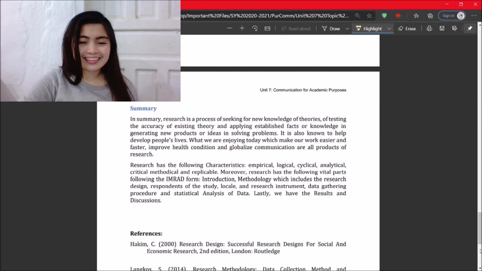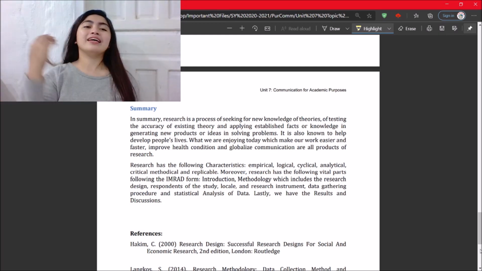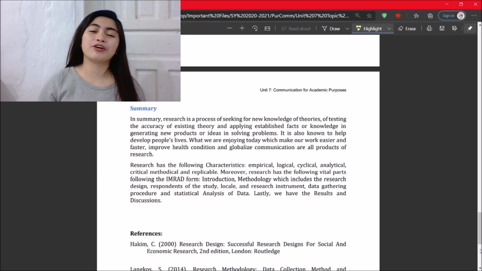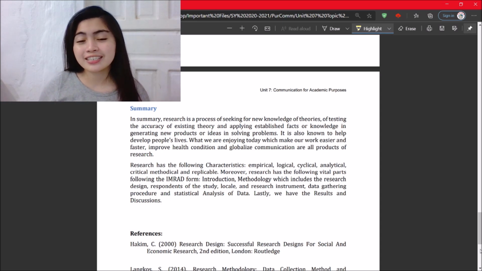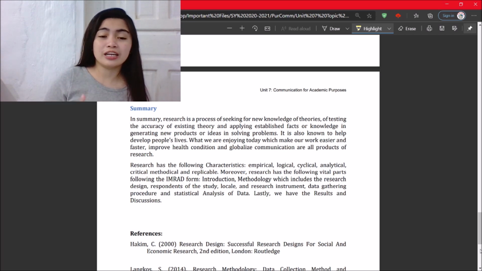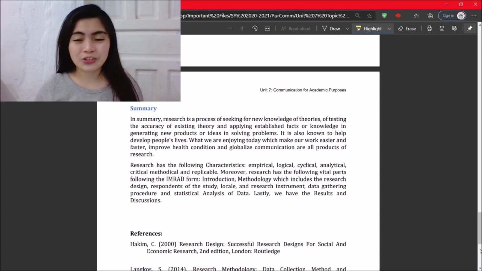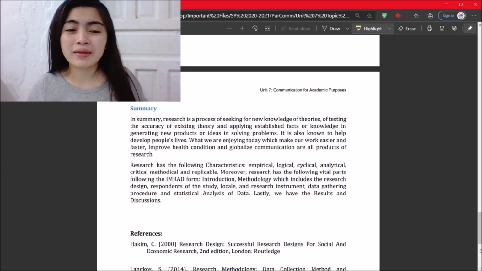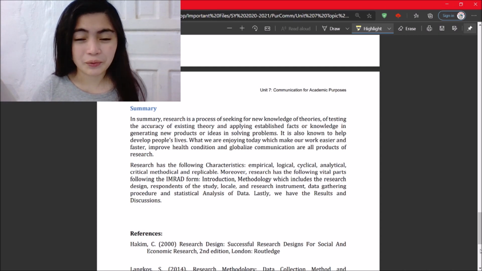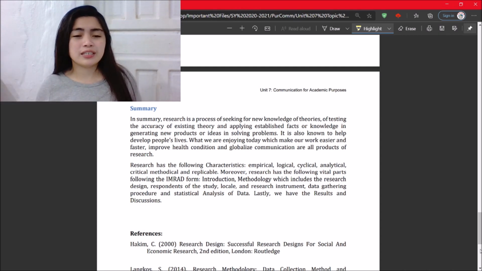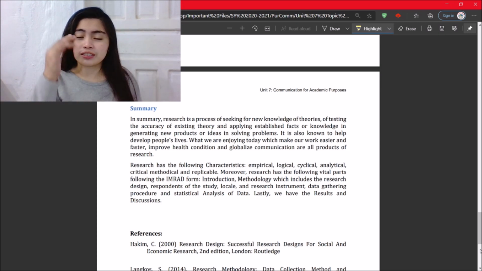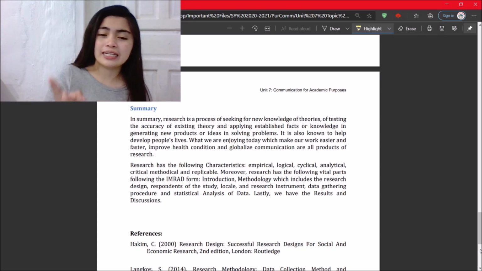So, ayun. So, basahin na natin yung summary. In summary, research is a process of seeking for new knowledge of theories, of testing the accuracy of existing theory, and applying established facts or knowledge, and generating new products or ideas, and solving problems. So, it is also known to help and develop people's lives. So, what we are enjoying today, which make our work easier and faster, improve health condition, and globalized communication are all products of research. Research has the following characteristics: empirical, logical, cyclical, analytical, critical, methodical, and replicable.